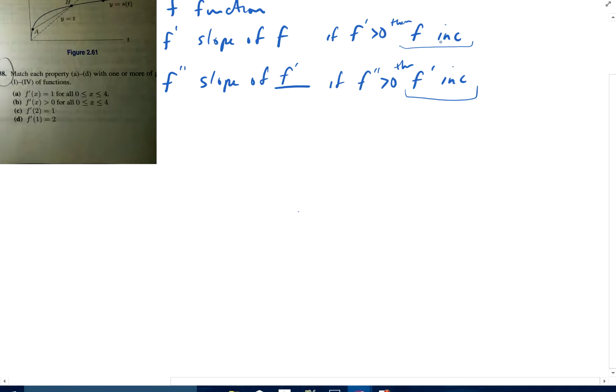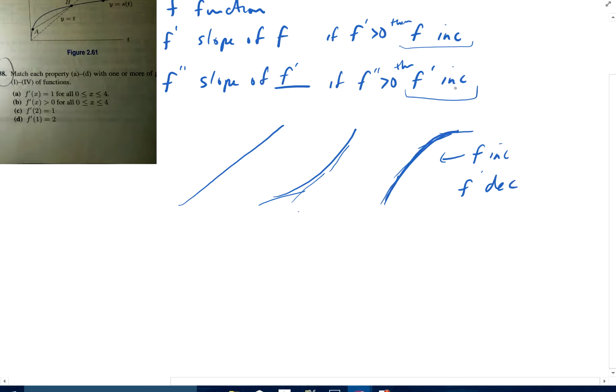For f to be increasing means it's going up. It's increasing, increasing, increasing, right? Think of the slopes. The slopes are getting bigger. Oops, what am I doing? Sorry, that's increasing. But what's happening to the slopes on this one? They're getting smaller, right? So here's an example of f increasing, but f prime decreasing. That's what makes it concave down. If the slopes are increasing, it's getting steeper and steeper. This is concave up. Does that make sense?